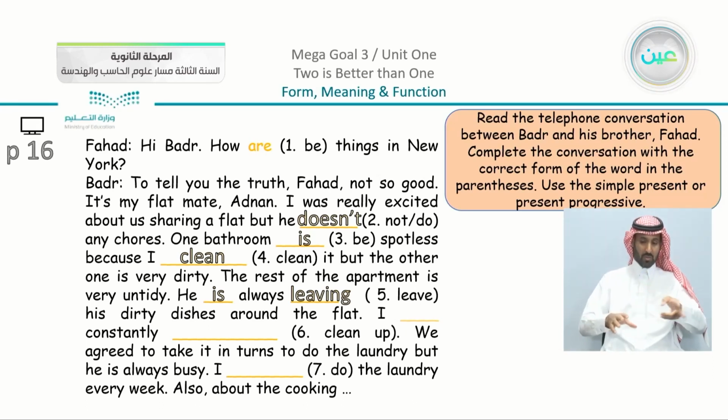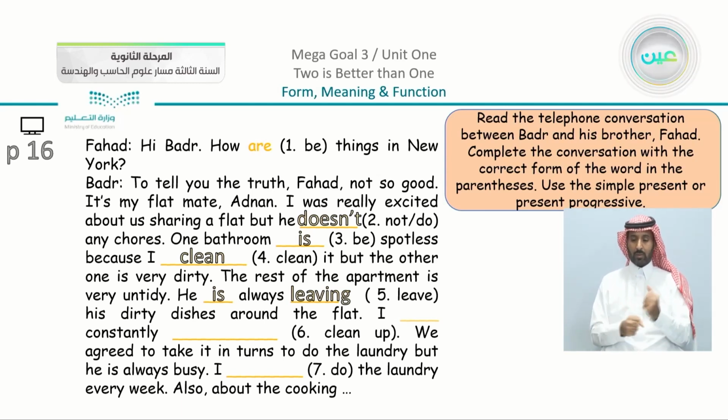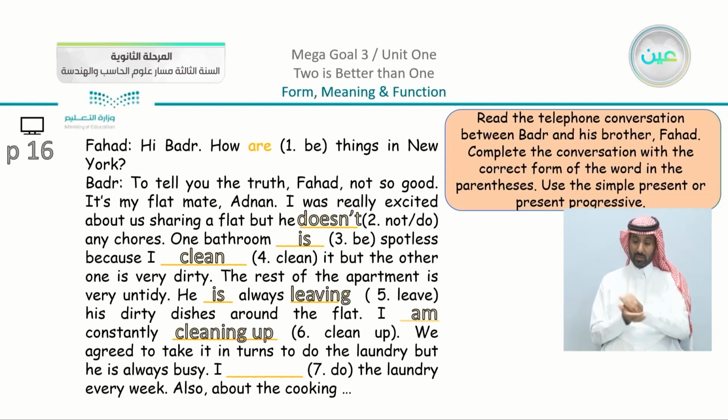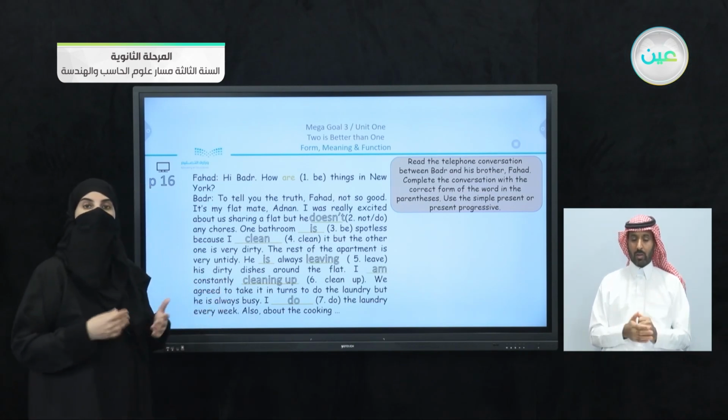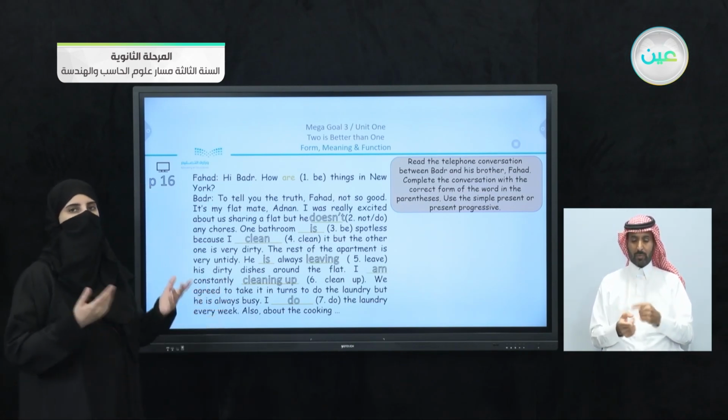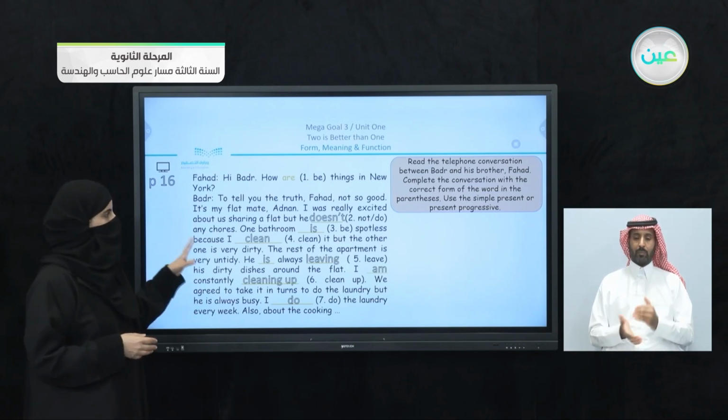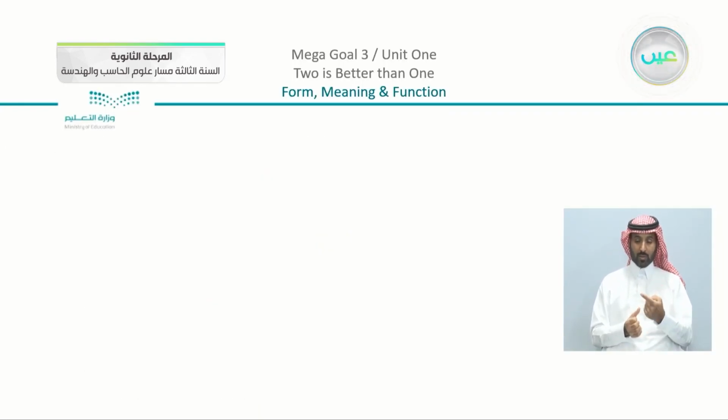I constantly blank clean up. So also an adverb here, which means that I can use, we have here, I am constantly cleaning up. We agree to take it in turns to do the laundry, but he is always busy. I do the laundry every week, also about the cooking and so on. So we have here, I do the laundry every week. Now every week means that we have here the present simple, so it doesn't change. I do the laundry every week. Now this was the first exercise.